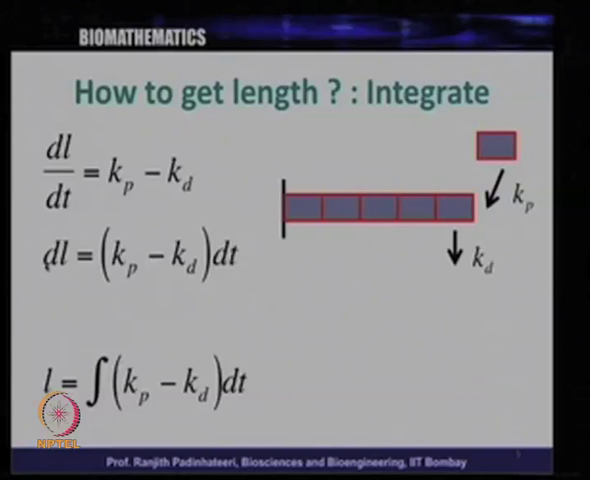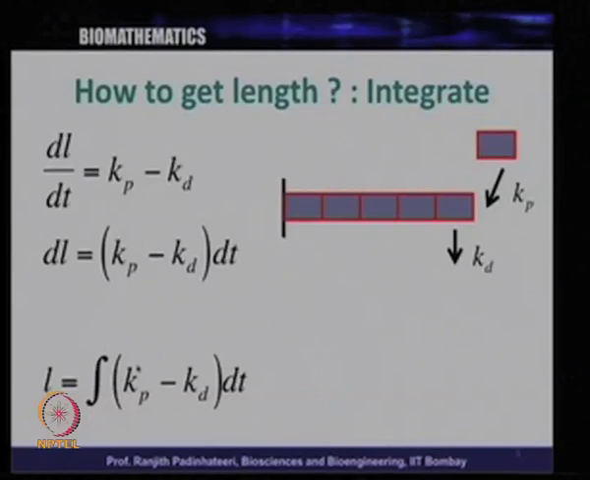Now, if you want to get L, the change in length, you do integration. The calculation of integration is represented by this particular symbol here. So, this means integration. If you integrate kp minus kd dt, the integral of kp minus kd dt will give you the length. This symbol is called integral.